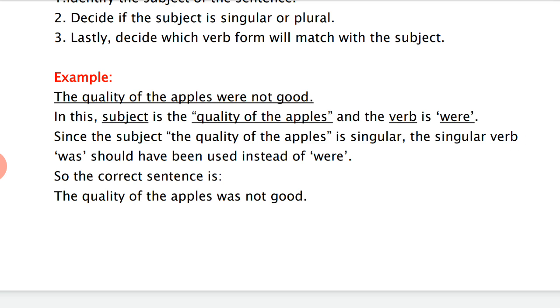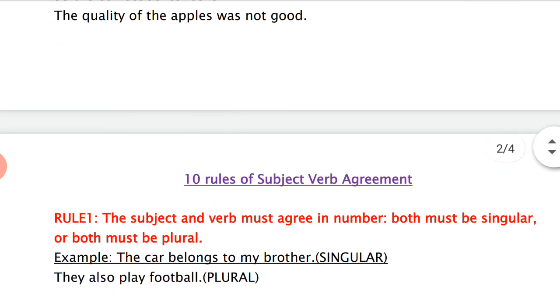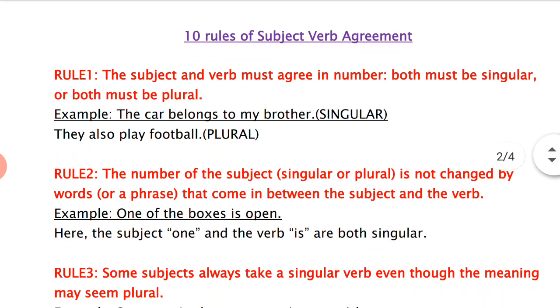So what is going to be the correct sentence? The quality of the apples was not good. Okay, so this is how we make the subjects agree with the verb. Now let's go through these 10 very simple rules of how to make the subject and the verb concord possible.